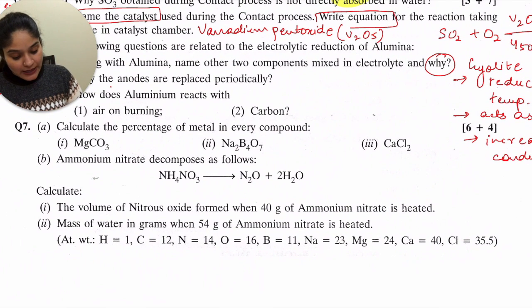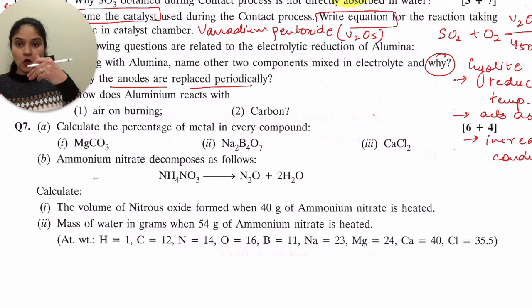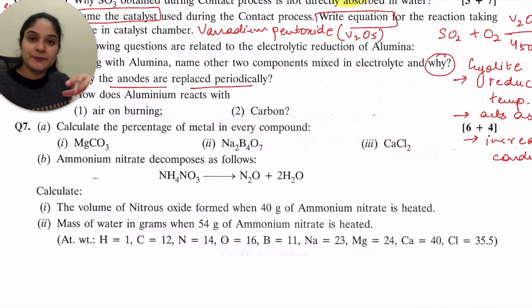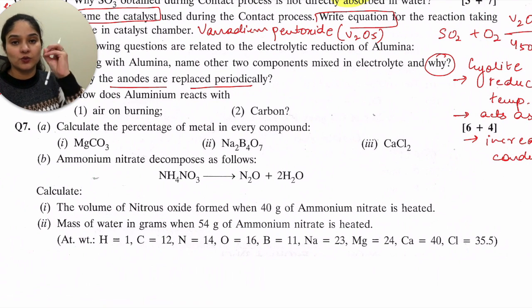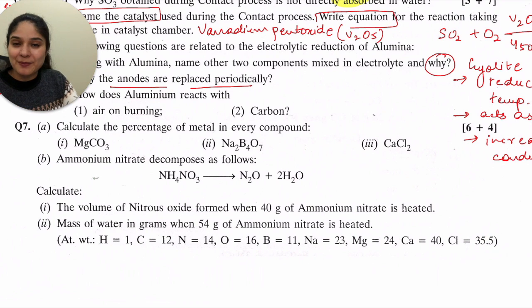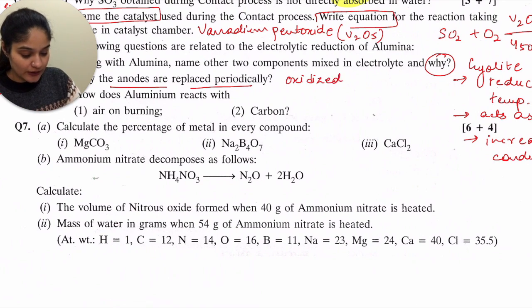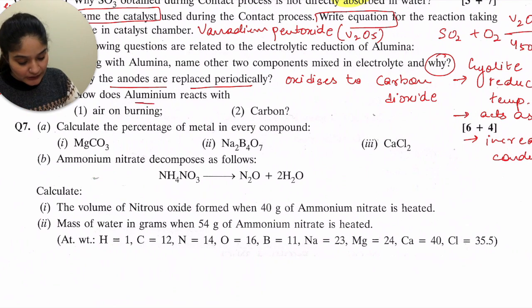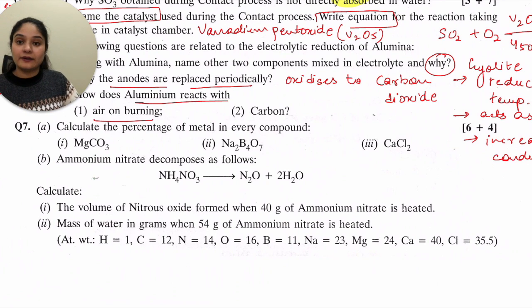Now, why are the anodes supposed to be replaced periodically? As the reaction is happening, our anodes get oxidized to carbon dioxide and reduce in size. As the process keeps going, after an adequate amount of time, you need to keep replacing your anodes. So the anode oxidizes to carbon dioxide.